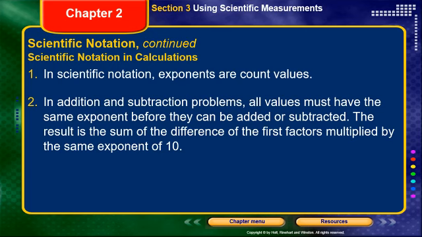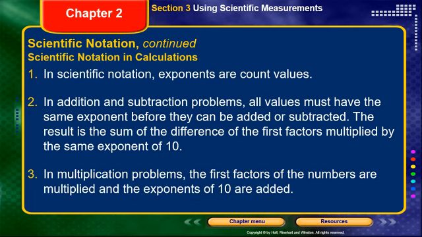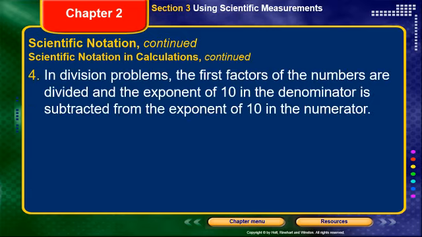The result is the sum or the difference of the first factors multiplied by the same exponent of 10. In multiplication problems, the first factors of the numbers are multiplied and the exponents of 10 are added. When you're multiplying, the exponents are added. However, in division problems, the first factors of the numbers are divided, but the exponent of 10 in the denominator is subtracted from the exponent of 10 in the numerator. You actually are calculating the difference between the exponents of 10.